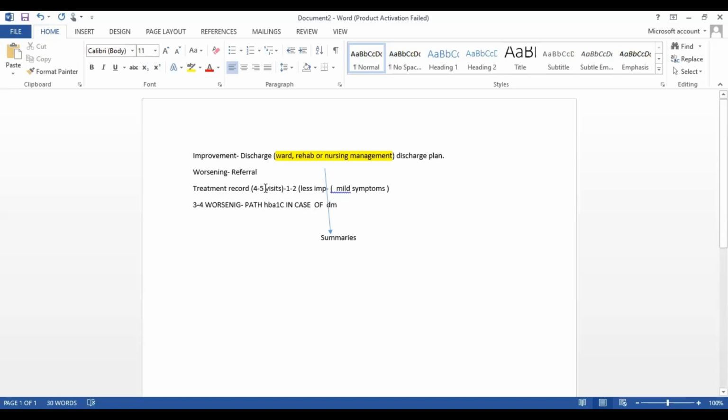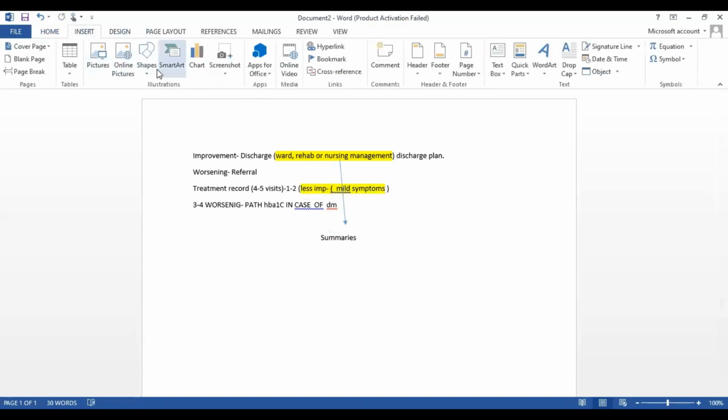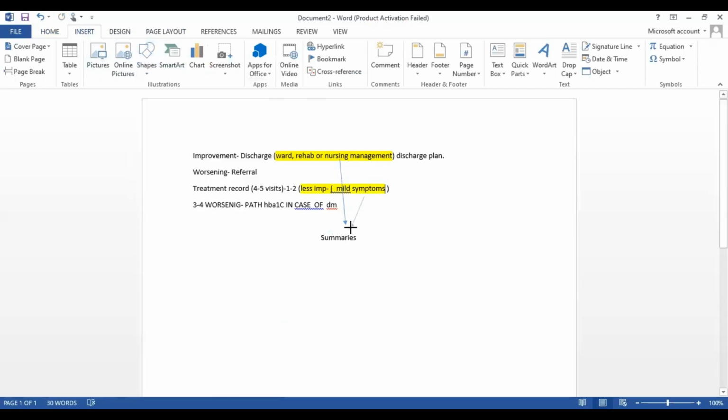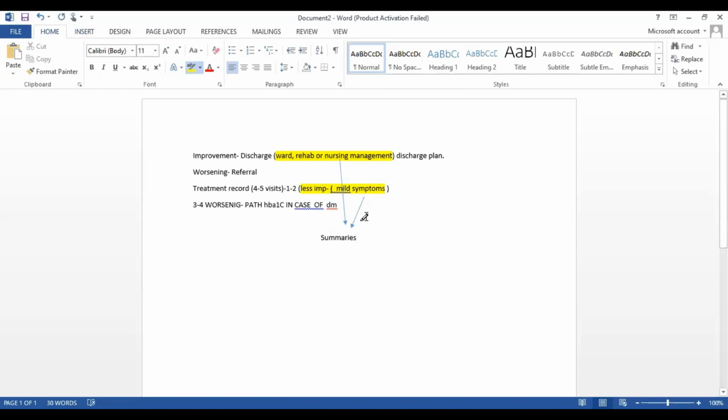So you can see, as we discussed, for the nursing management that I've highlighted, and in the case of a referral letter, if you have less important detail, let's say mild symptoms, you have to summarize these two things in a letter of referral or in a letter of discharge, right? So these two things need to be summarized whenever you're writing a letter.